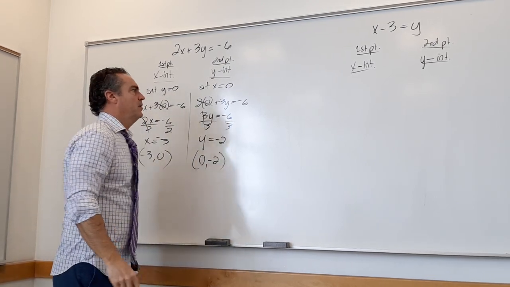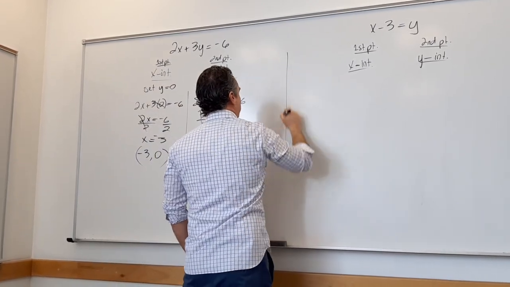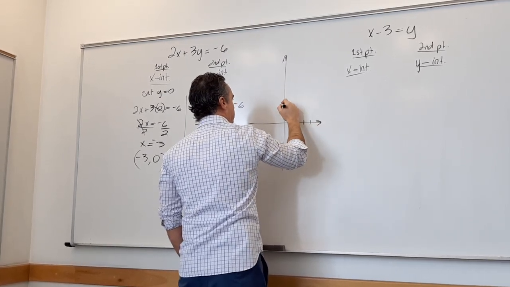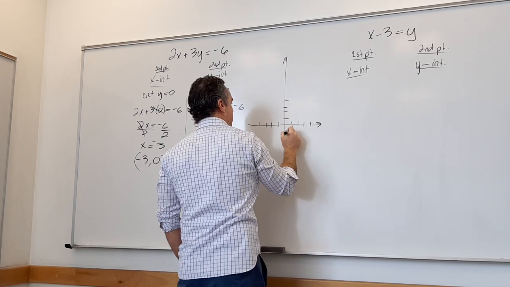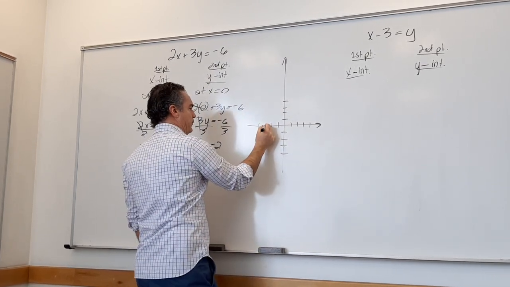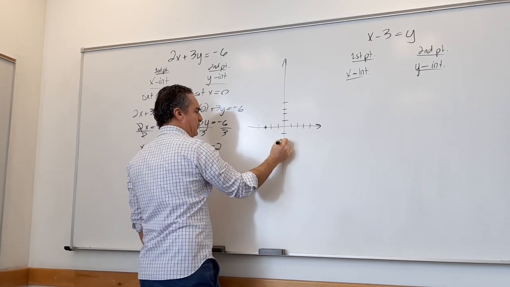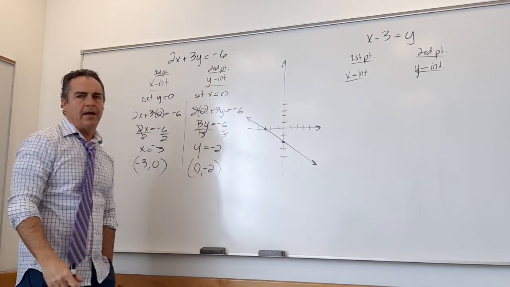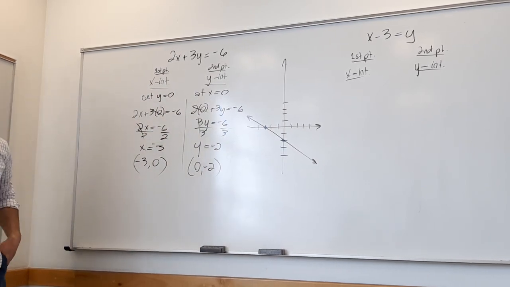Okay? So, counting 1, 2, 3, 4 on the graph, I got negative 3 and 0. And I got 0 and negative 2. And that first line should have looked like that. Say, Wolf, your line looked like that. Ooh. Good. You got it right.